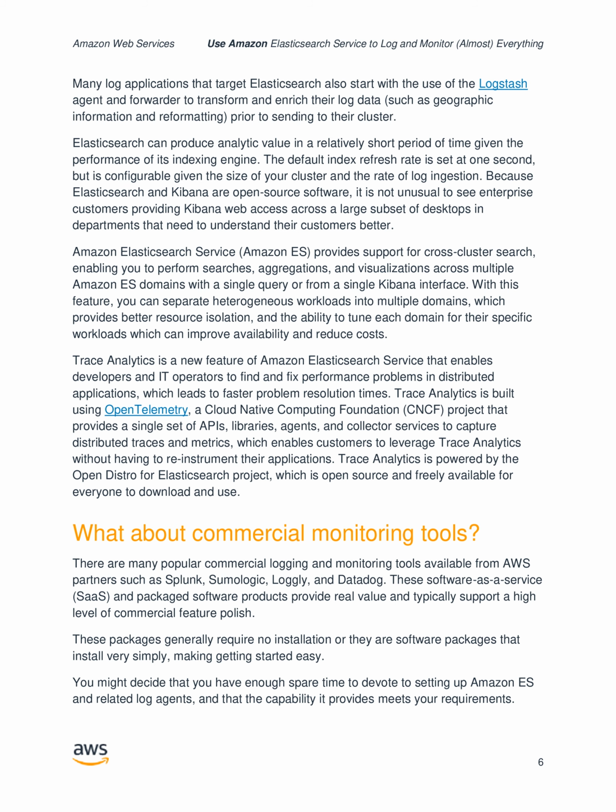What about commercial monitoring tools? There are many popular commercial logging and monitoring tools available from AWS partners such as Splunk, Sumo Logic, Loggly, and Datadog. These software as a service (SaaS) and packaged software products provide real value and typically support a high level of commercial feature polish. These packages generally require no installation, or they are software packages that install very simply, making getting started easy. You might decide that you have enough spare time to devote to setting up Amazon ES and related log agents, and that the capability it provides meets your requirements.